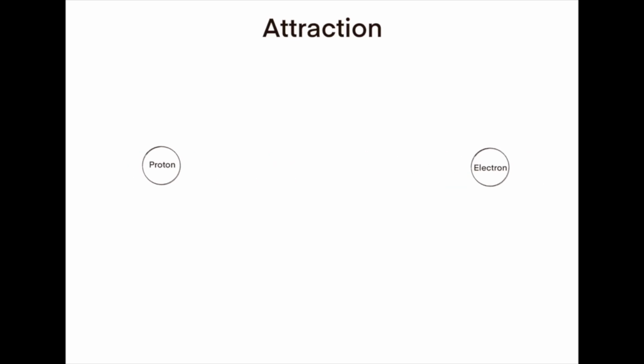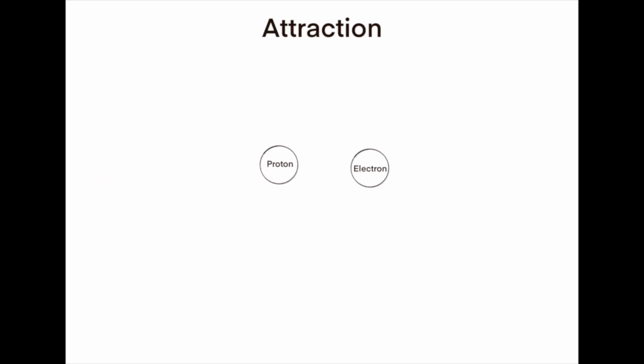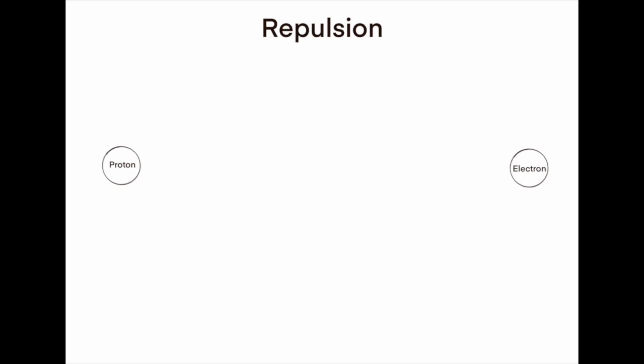So the new pseudo potentials for electron and proton are like this: it attracts when it is at a larger distance and it repels when it is at a shorter distance. So they come closer and they repel and they go away, and then again they come closer, and they mimic that.